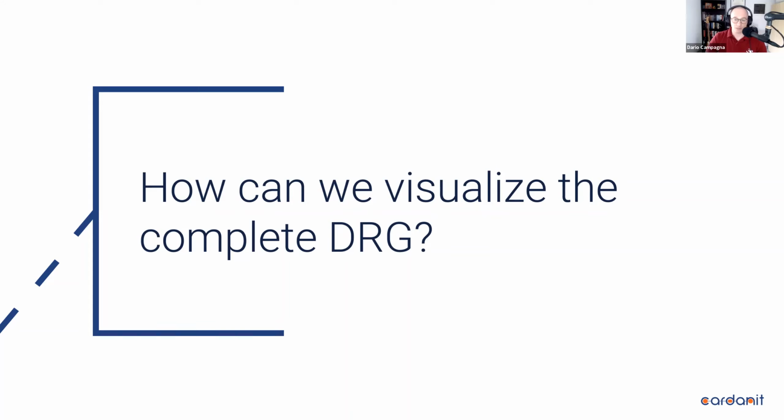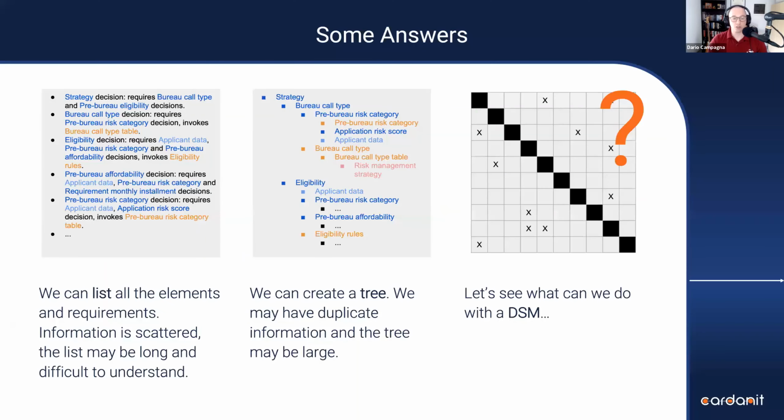And this question, we can come up with different answers for this question. For example, we may use a list to describe all the elements and requirements, or use a tree to show all the elements and requirements. But these two solutions have some flaws.